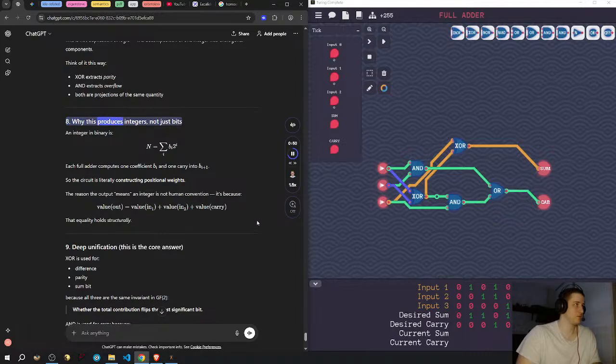8. Why this produces integers, not just bits. An integer in binary is. Each full adder computes one coefficient b_i, and one carry into b_i plus 1. So the circuit is literally.